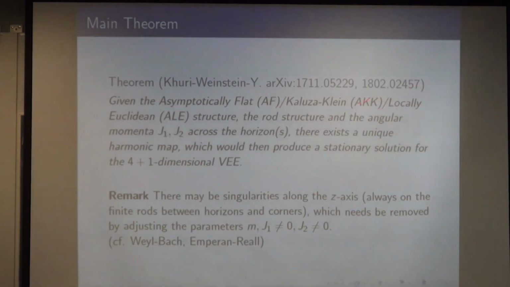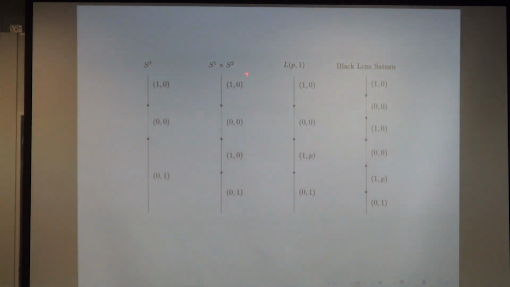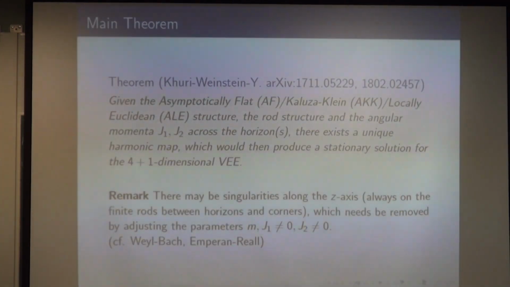And then instead of this S1 cross S1 asymptotically, you can have a lens space. That's called asymptotically locally Euclidean, okay? So you can just play with different asymptotic conditions, and then we can cover all these three types, and then solve the asymptotic Dirichlet problem, and then find the vacuum Einstein equation.